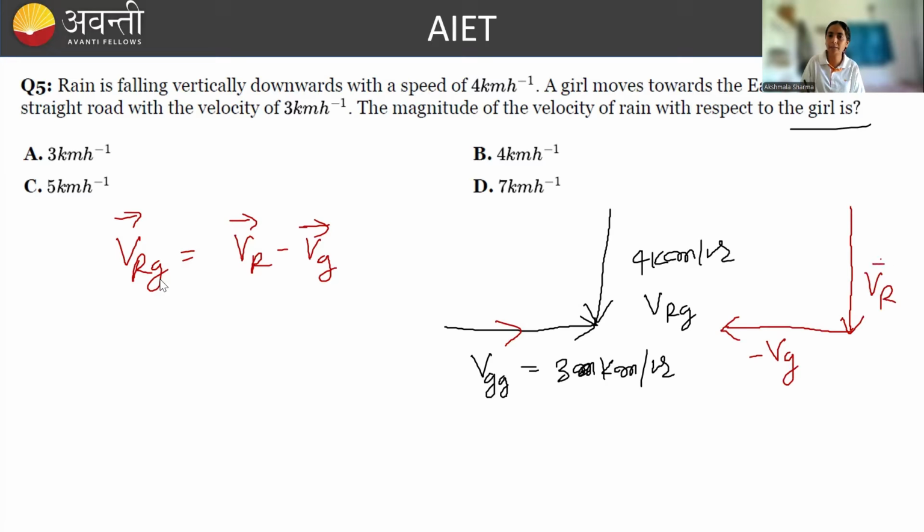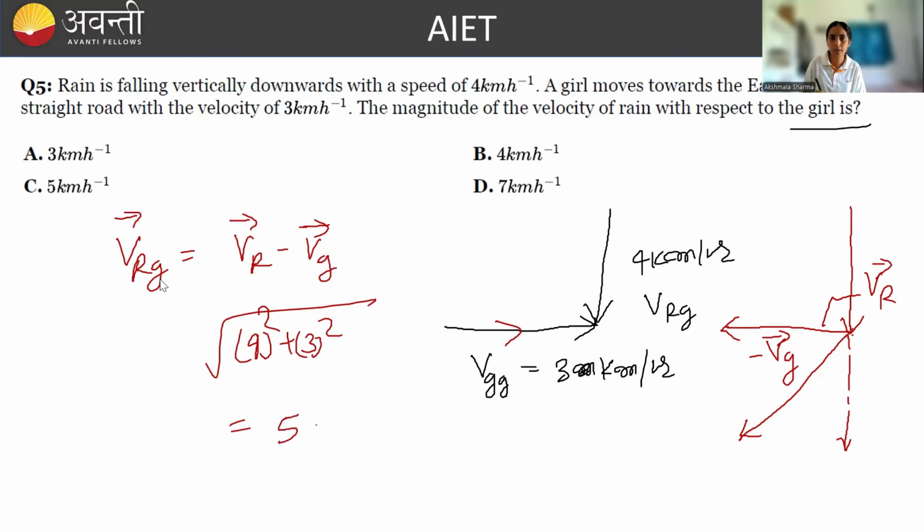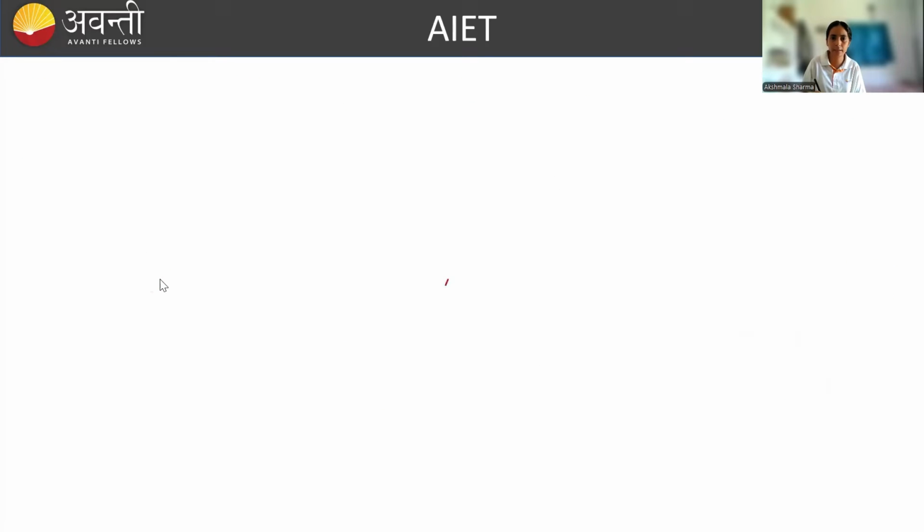We have to add these two, right? So vectorially we will add, and if we add this, direction of rain will become something like this. But here we only have to deal with the magnitude. So just calculate the magnitude of two vectors at 90 degrees, right? So it will become how much? Square root of 4 squared plus 3 squared. So this will be your 5 kilometer per hour. So correct answer will be what? Correct answer will be your C.